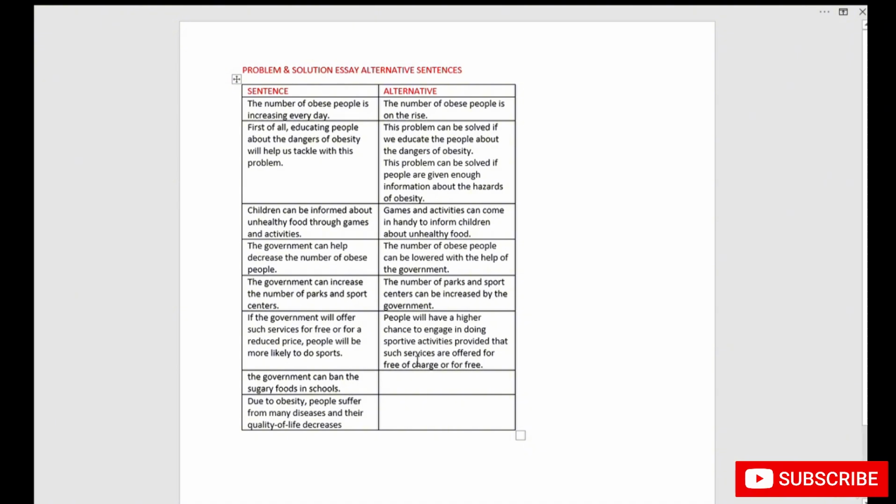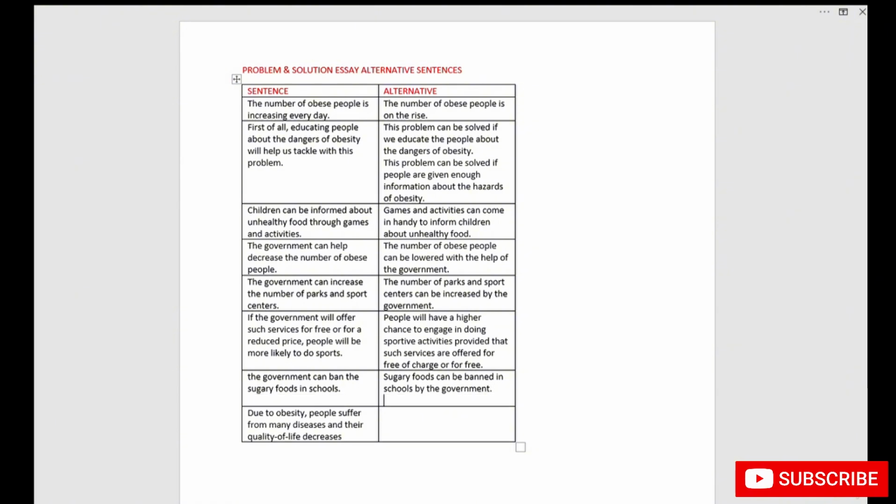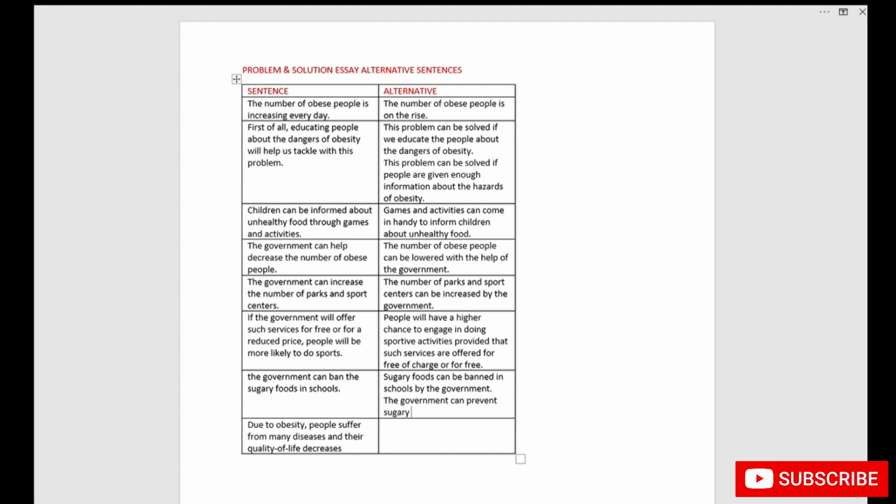And the next sentence, the government can ban the sugary foods in schools. I can make this passive. I can say sugary foods can be banned in schools by the government. Alternatively, I can say the government can prevent sugary foods from being sold in schools.